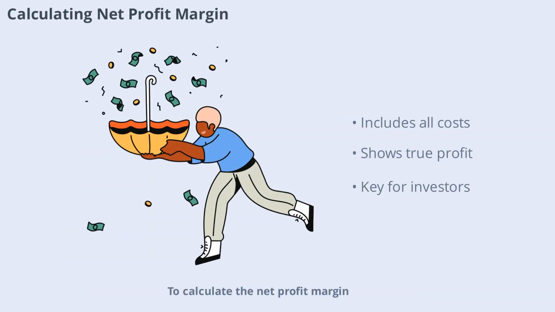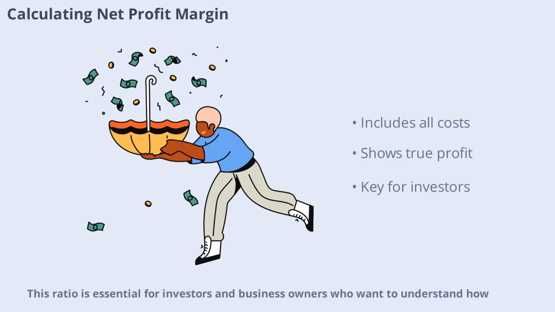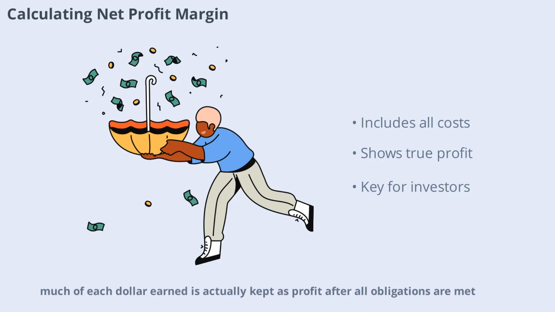To calculate the net profit margin, subtract all expenses, including operating costs, interest, and taxes, from total revenue. Then divide the net profit by total revenue and multiply by 100. The formula is net profit margin equals net profit / revenue x 100. This ratio is essential for investors and business owners who want to understand how much of each dollar earned is actually kept as profit after all obligations are met.